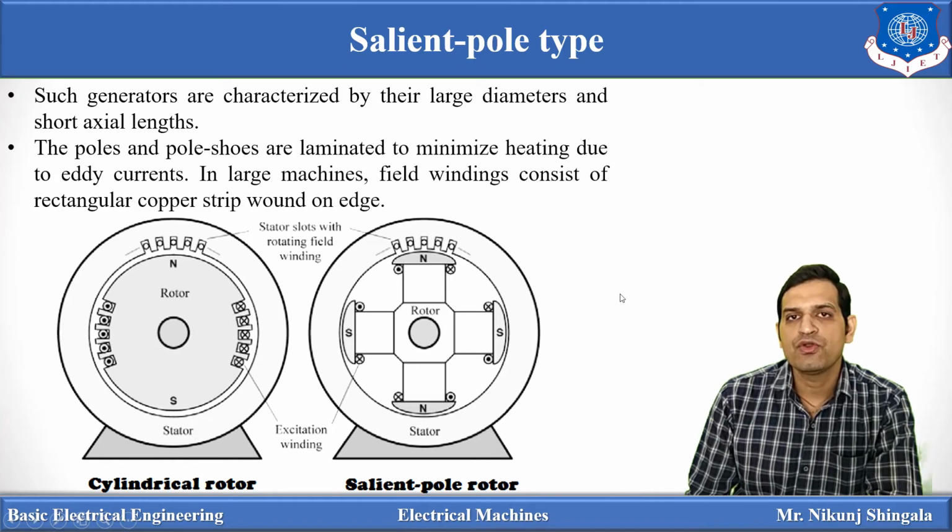The pole and pole shoes are laminated to minimize the heating due to eddy currents, and the field winding consists of rectangular copper strip wound on the wedges. Now here, as poles are projected, there is a non-uniform gap between stator and rotor. This is nothing but the stator, which consists of slots. In that conductors are placed, and this is the rotor. Poles are projected, so there is a non-uniform air gap between rotor and stator.